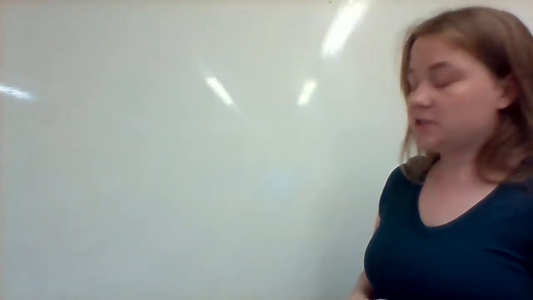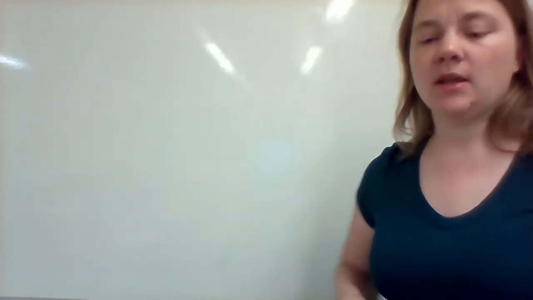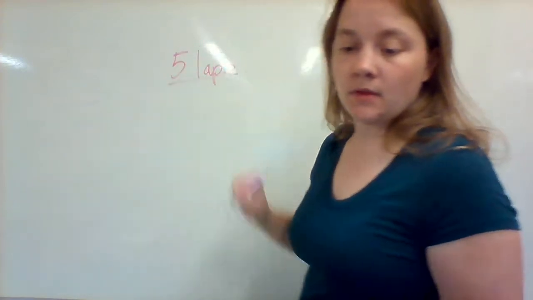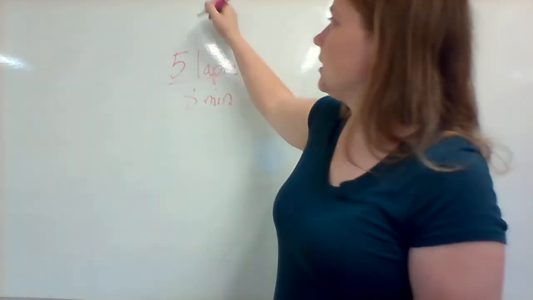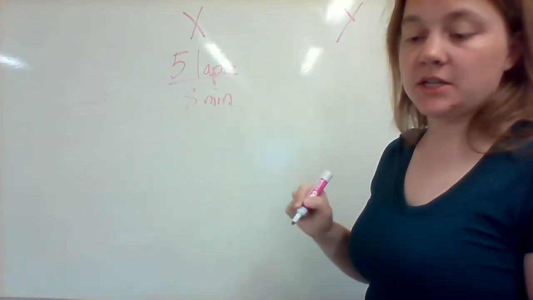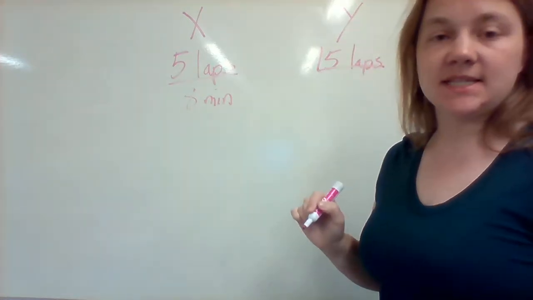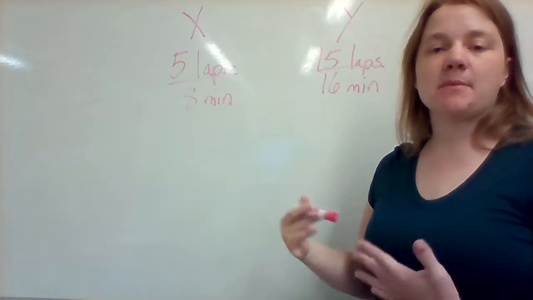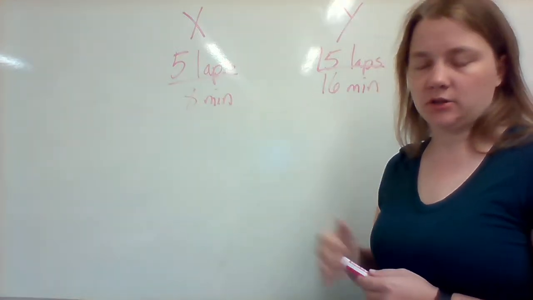So, in our first example, we have a swimmer. This swimmer can swim 5 laps in 8 minutes. And we'll call that swimmer X. Swimmer Y can swim 15 laps in 16 minutes. And what we want to know is is this the same amount of time, or is one swimmer going faster than the other? And here's how we're going to check and see if these are equivalent to each other.